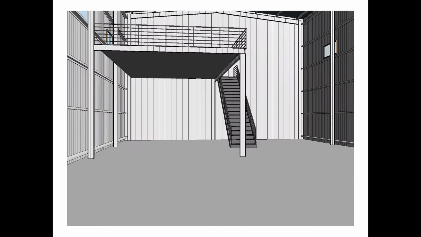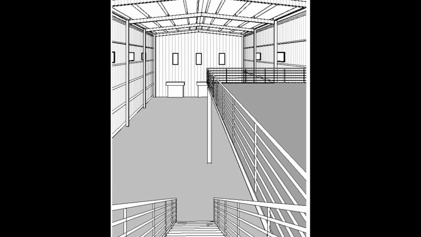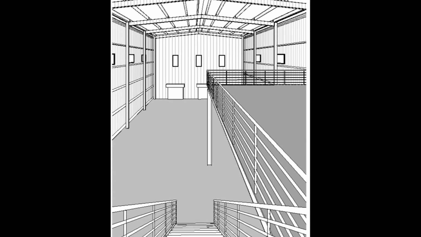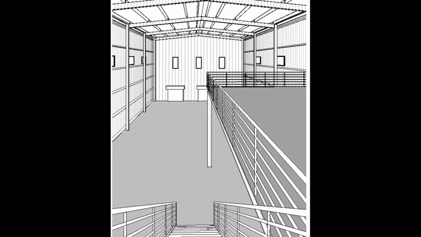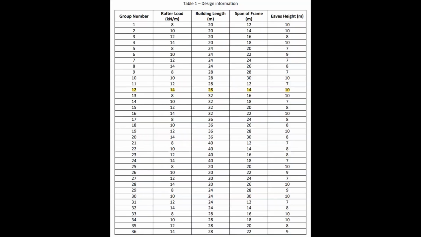A 400mm thick concrete slab with edge thickening was also included in the model, as well as a 6-degree roof pitch. Other design parameters incorporated into the portal frame included a rafter load of 14 kilonewtons per metre, a building length of 28 metres, a frame span of 14 metres, and an eaves height of 10 metres, as written in the design brief. Other notes specified that cleats were to be added and windows and doors added to suit.